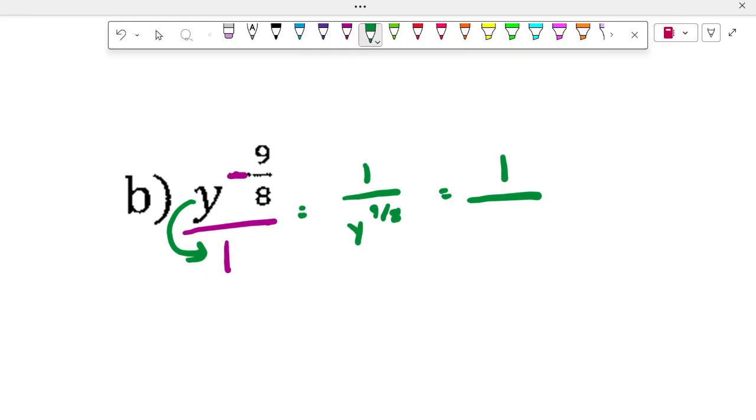Remember, whenever we move a negative exponent, that exponent becomes positive. That's why. So what type of root is this? It's an eighth root. Basically, the only fancy names are on the square and the cube. Everything else is like fourth, fifth, sixth, hundredth, whatever. And then y raised to what power? 9.